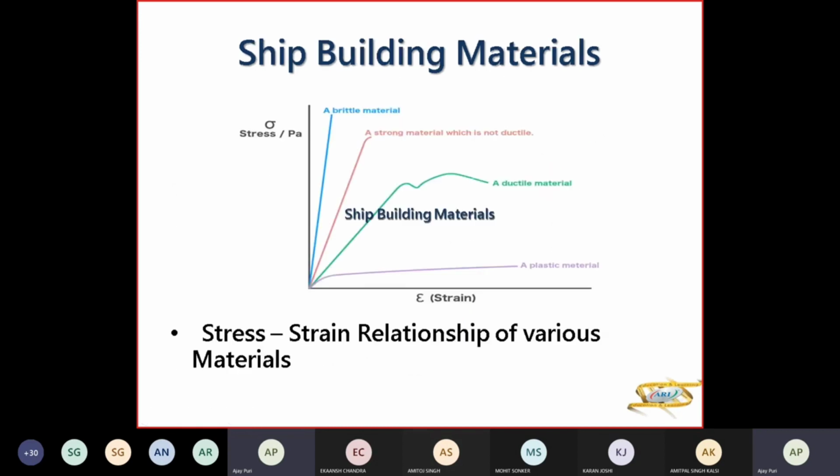Now the stress strain curves of various materials. For a brittle material, it goes sharply up, the gradient is pretty high. For a plastic material, the gradient is very low. So the toughness is less because the area under this curve is very small. The ideal material is ductile. The area under the curve is pretty high, so it is tough. And this is a strong building material which is not ductile, so it is not that tough. A brittle material is also not tough.